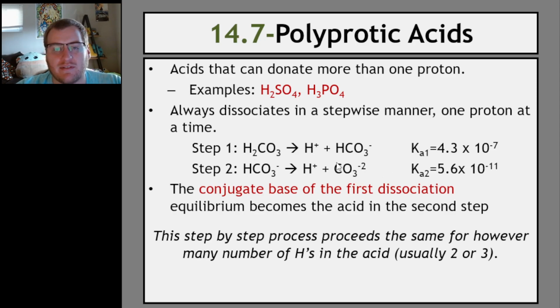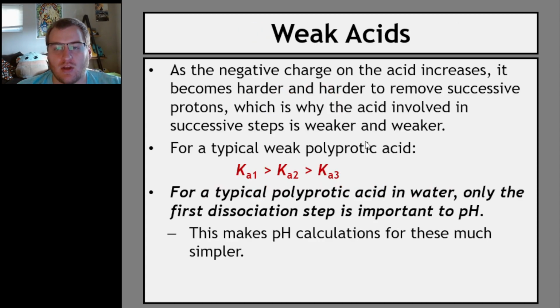Every other thing after that is just like scraping the bottom of the barrel for just a couple more H pluses. And my next step would be just a couple more H pluses. For a typical weak polyprotic acid, Ka1 is significantly stronger than Ka2, which is significantly stronger than Ka3. Because of that, only the first dissociation step matters for pH. 99.9% of the hydrogen ions are just going to come from the first step.